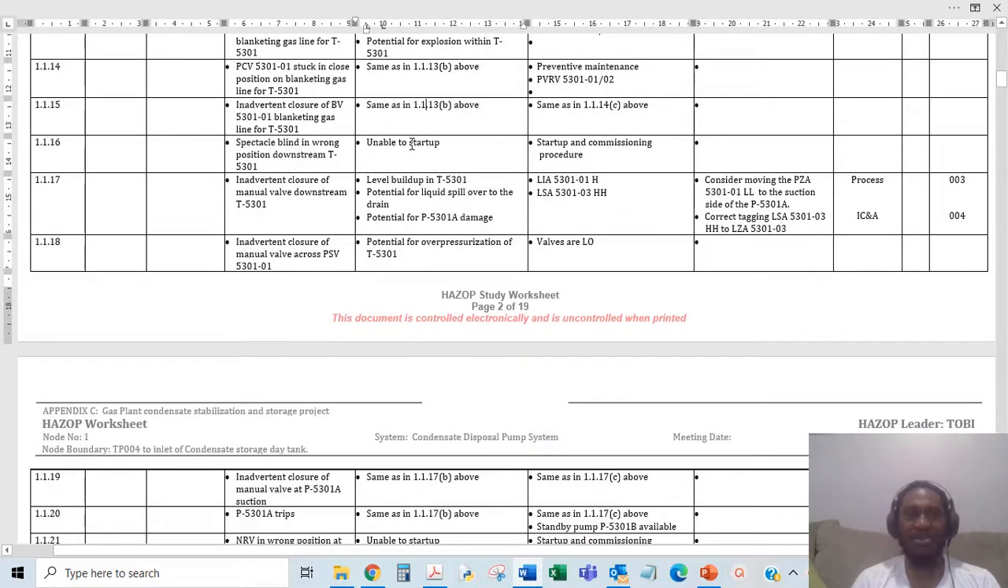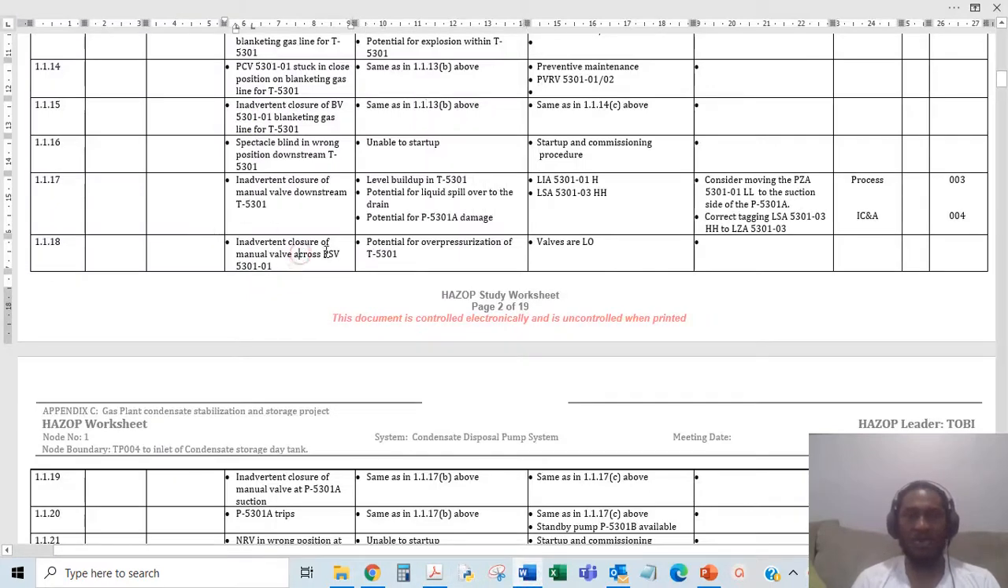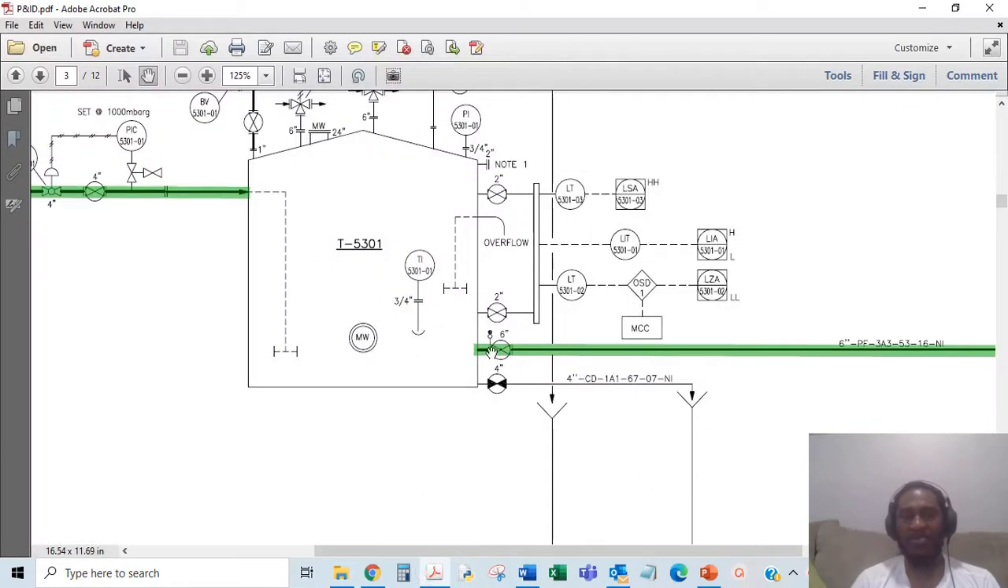Then you have spectacle blind in wrong position downstream the tank. So you come downstream the tank and here, this spectacle blind is in wrong position. You can't start up. You have all the same issues. This manual valve being closed also. Closure of manual valve PSB5301. If you have this manual valve downstream this tank T5301 inadvertently closed, that means you can't have any flow downstream. Everything, this level will just keep on building up, which could get dangerous also.